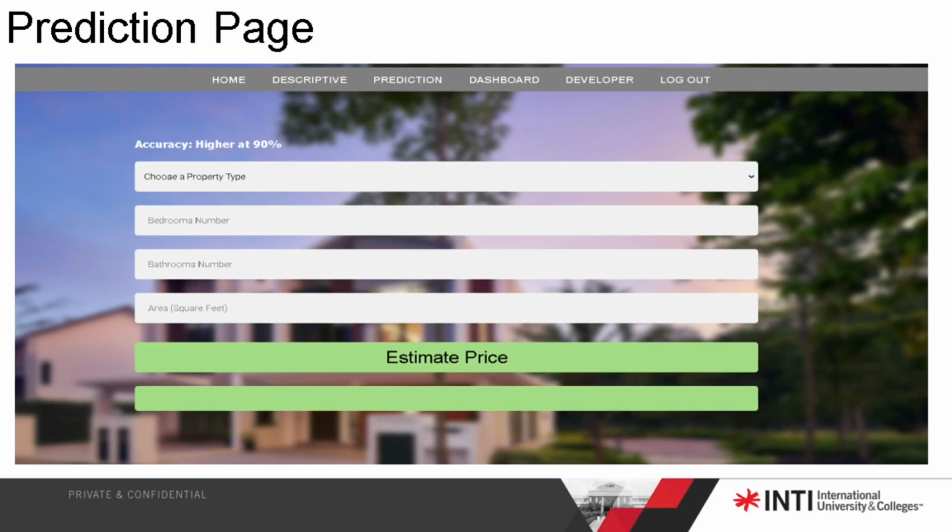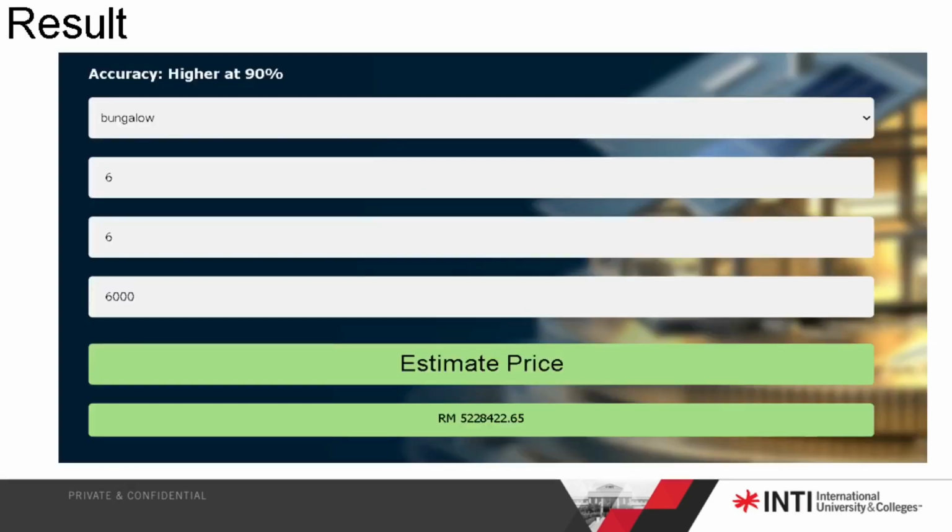No prediction can be made if the user does not enter full or valid input. The user can refresh the page when they need to try a new prediction. Once the user has inserted all the valid data in all the columns, the system will automatically estimate the price for the particular property. For example, a bungalow with 6 bedrooms, 6 bathrooms and 6,000 square feet costs about 5.2 million in the KL area.